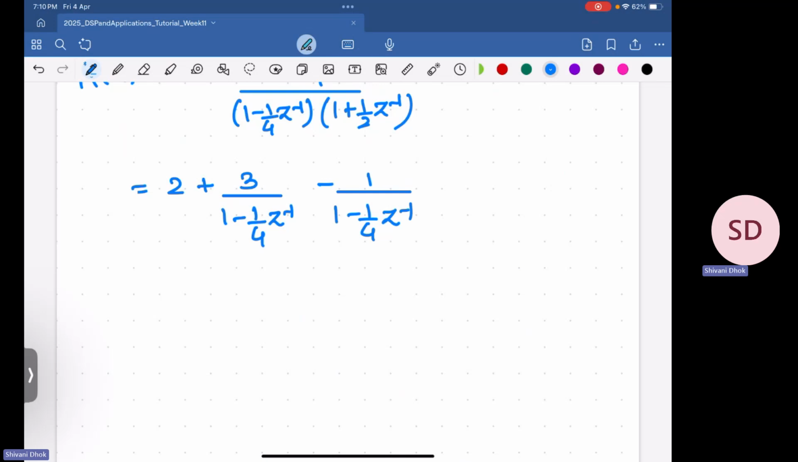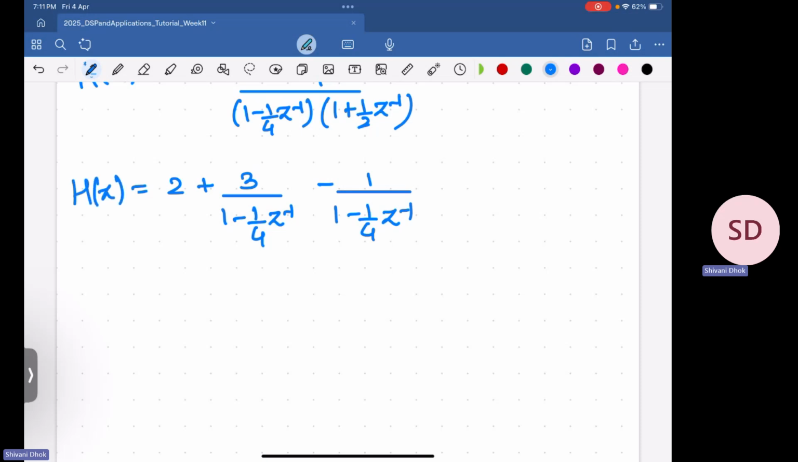Is it clear till this point? Any questions? Okay, so now this is our H of z.